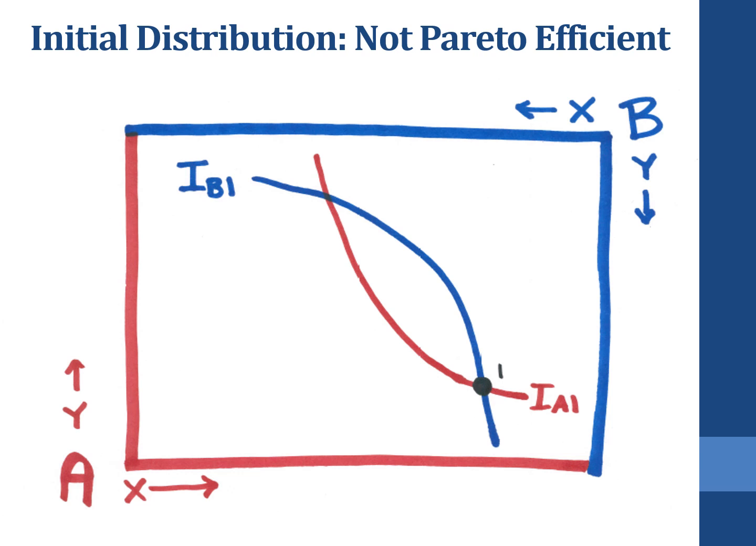Well, we're not at a Pareto efficient state of the world right here at point 1, and we know we're not because what we could do from this point is move in such a way that made one person better off without making the other person worse off. There's only 2 people in this world, and so if we can make one of them better off without harming the other, then we're not at a Pareto efficient state of the world. How could we do that?